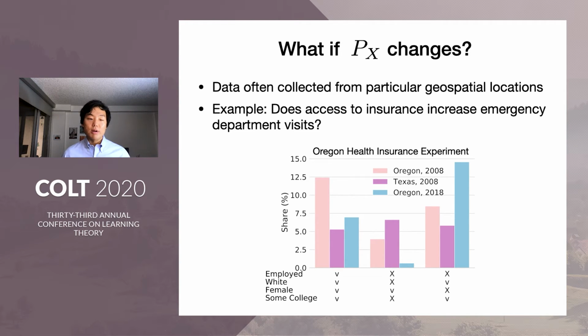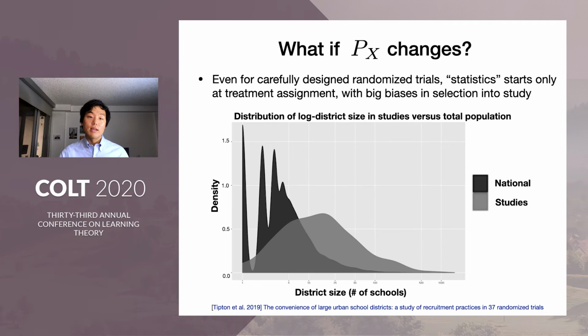And as we see in this plot, one challenge is that the demographic proportions of even these basic characteristics can vary quite significantly per state, and even in the same state through time, varying up to tenfold in the span of only 10 years. And this mismatch between the data generating distribution and the overall population of interest persists even for carefully designed randomized trials.